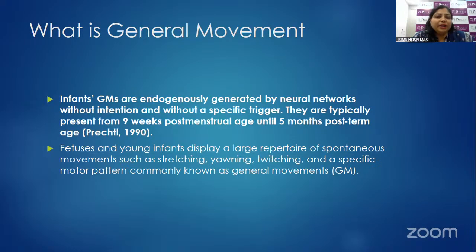They are typically present from 9 weeks postmenstrual age until 5 months of postterm age. Fetus and young infants develop a large repertoire of spontaneous movements such as stretching, yawning, twitching, and a specific motor pattern commonly known as general movement.